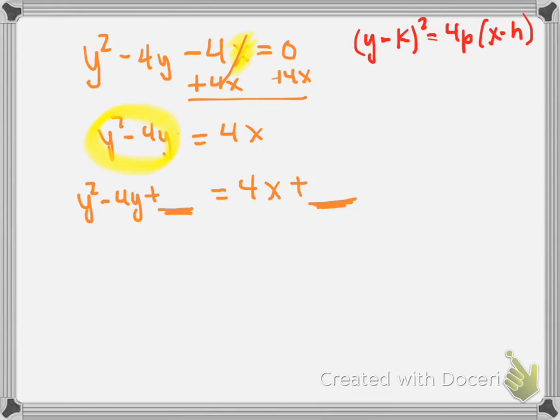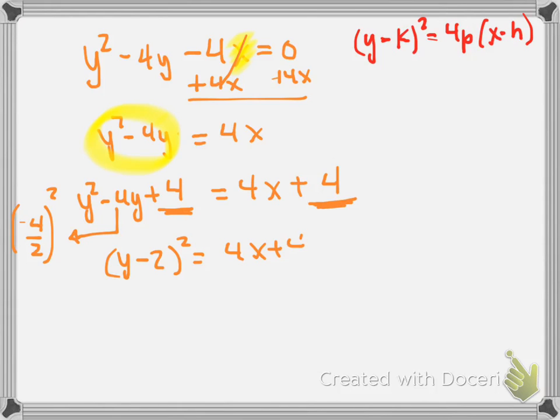Alright, we talked about this right at the end of class yesterday. I always take that b value and divide by 2. It's negative. We can put that in there. And then I square it. So negative 4 divided by 2 is negative 2, and negative 2 squared is positive 4. So I'm always going to be adding it on both sides. Now, I can rewrite this as y minus 2 squared equals 4x plus 4.